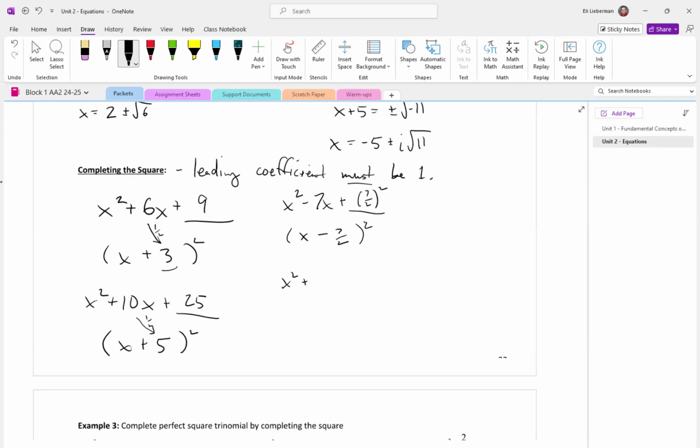So if we had x squared plus bx plus blah, that is a b, not a 6. But the number we add is b halves squared. Can you say that? B halves? Yeah, I guess you can. And the parentheses is going to be x plus b over 2, squared.